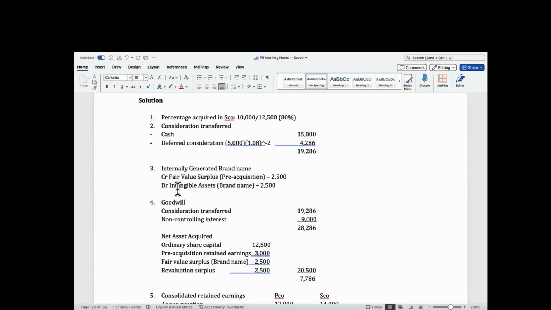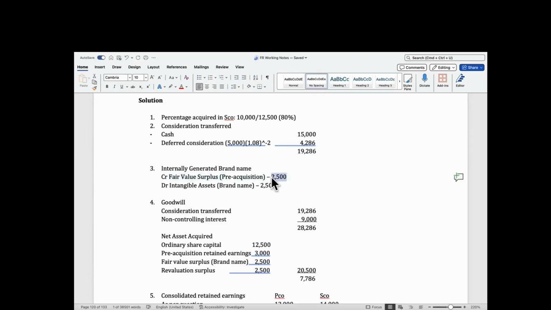To include it, as we are debiting intangible assets with 2.5, you need to credit a reserve. We call it fair value surplus. That is where the corresponding credit will go. It becomes part of the reserve of the subsidiary. And this reserve is pre because this brand was valued at the date of acquisition. So this reserve becomes pre. It will be cancelled out on consolidation.